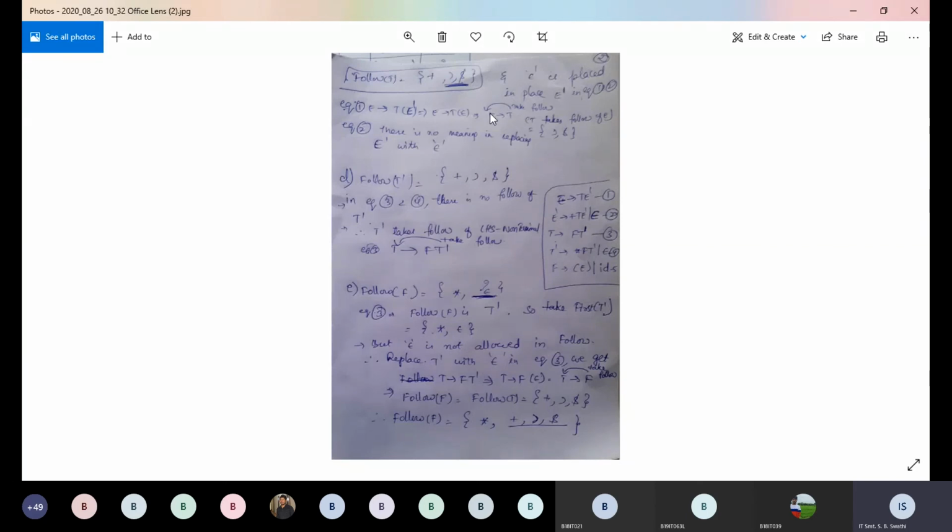So T will automatically borrow, it will ask its parent node E to give its follow elements, and the follow elements of E are close bracket comma dollar. So that will be taken in the place of epsilon. Close bracket comma dollar are the follow elements in the place of epsilon for T. And in the place of plus, you can directly take it as the follow element. So this will become the follow of the production T. Is this clear?